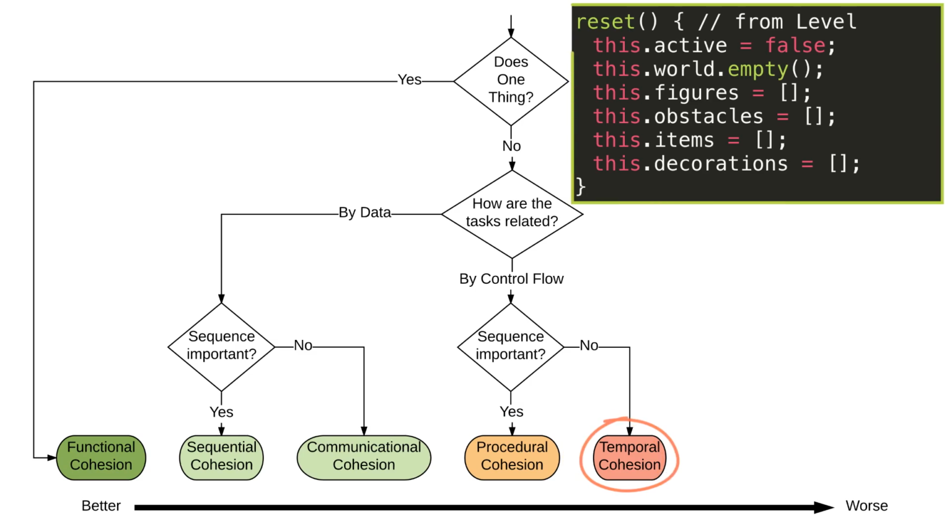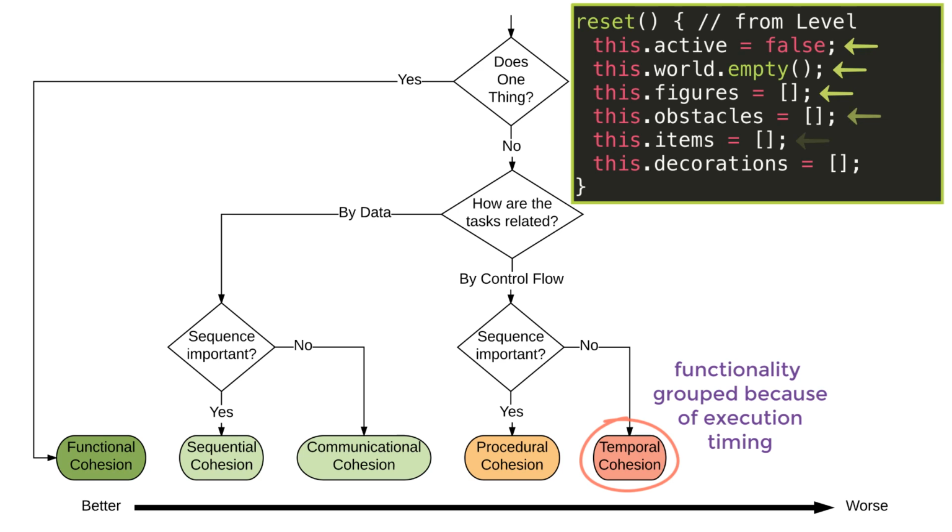Temporal cohesion arises when functionality is grouped only because it happens at the same point in the execution of the system, not because the functionality itself is related. This is problematic because it often results in actions on many different objects that are related only through the temporal semantics of when the method is being invoked. The example above comes from the level class, and here we can see a lot of manipulation of level, the world view, figures, obstacles, and items, even though the relationship between these elements in this method is just that we want to reset the level so we can start over.